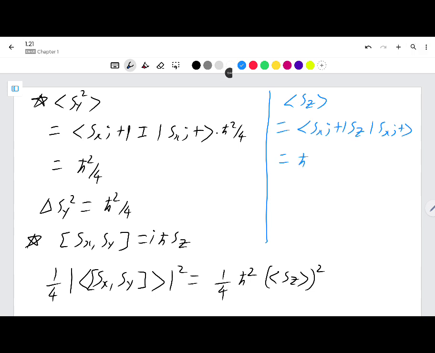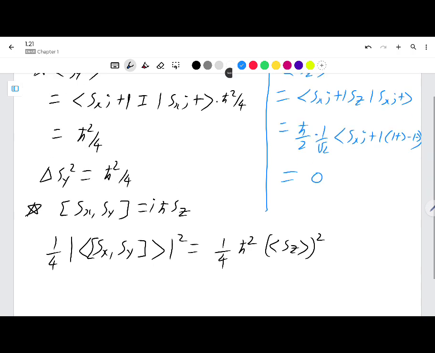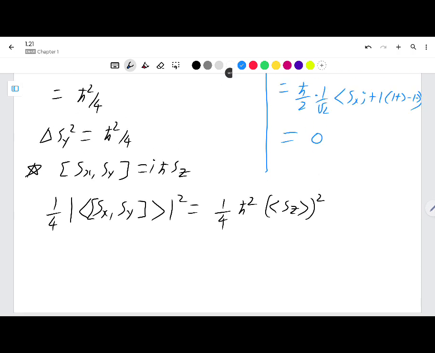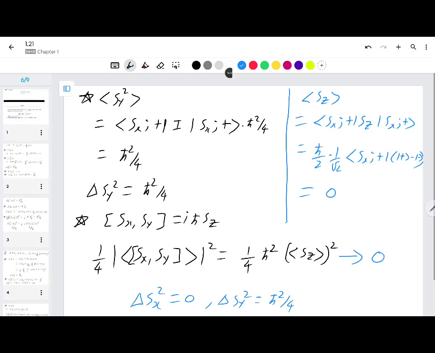So this will give us h bar upon 2 and by square root of 2 plus, and there will be positive, negative. This will be 0. So this turns out to be 0. We know that for delta Sx square was also 0. Delta Sy square, we get some finite value, h bar square by 4. So the third part is also satisfied.